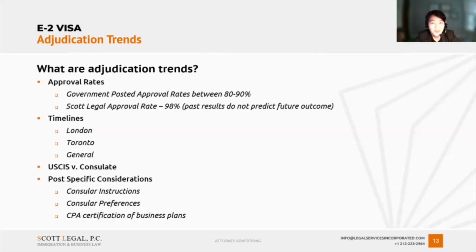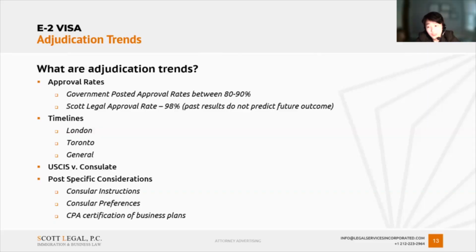There are some attorneys who do not take any case where the investment amount is below $100,000. But for Scott Legal, we have processed many cases on behalf of smaller businesses and have successfully processed them. So we do have the expertise and the nuanced understanding of what is required for a successful case, even for smaller businesses. Now, let's talk a little bit about timelines.